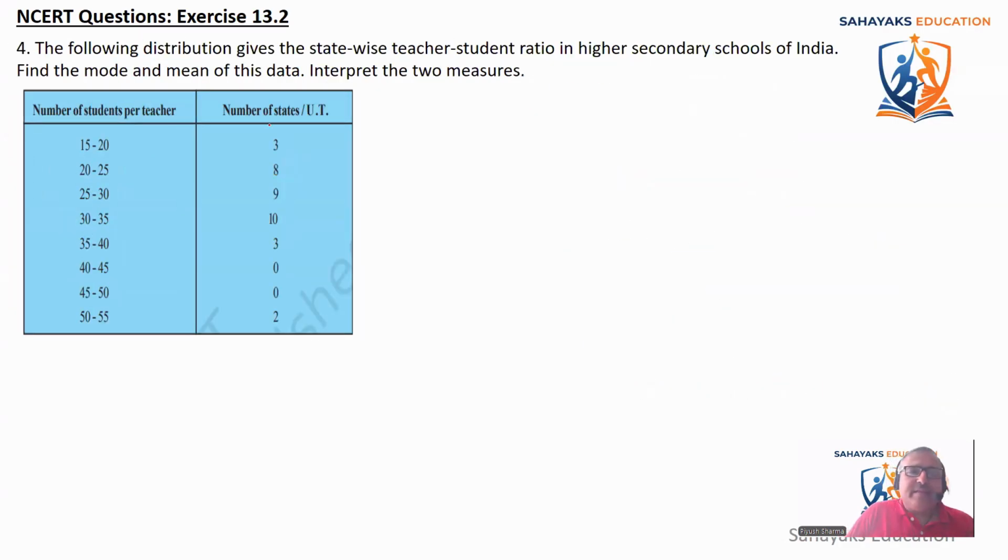See, again, they have asked for mean and mode. The following distribution gives the state-wise teacher-student ratio of higher secondary schools of India. Find the mode and mean of the data. See, every time they'll ask for mean, you're not computing it. You have to compute it in the exam. Don't just say, okay, we will not.